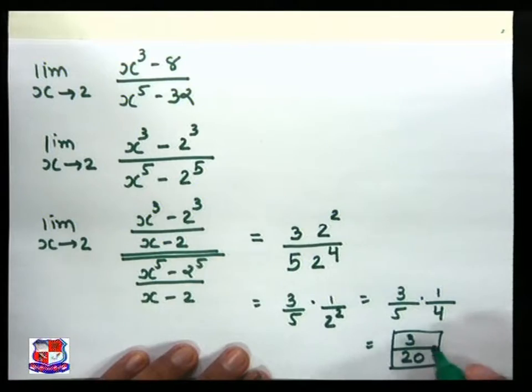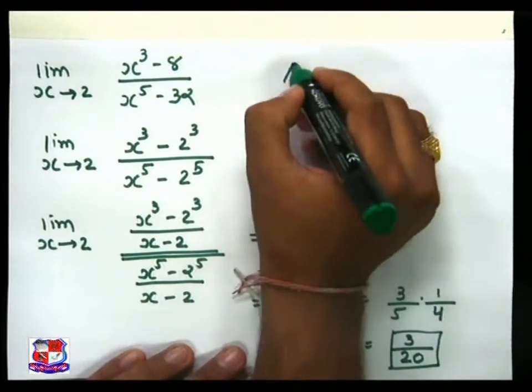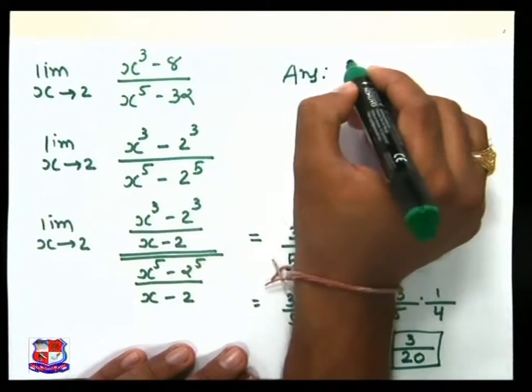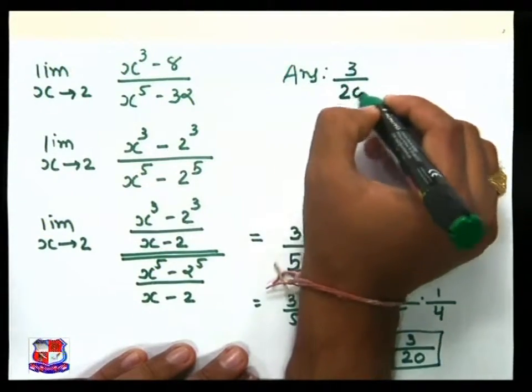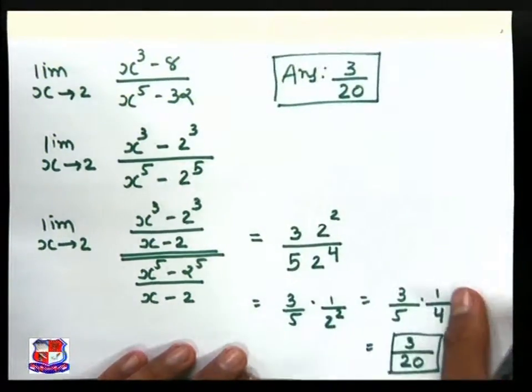So our final answer is 3 upon 20. So we can write our answer: 3 upon 20. Now we move to our next question.